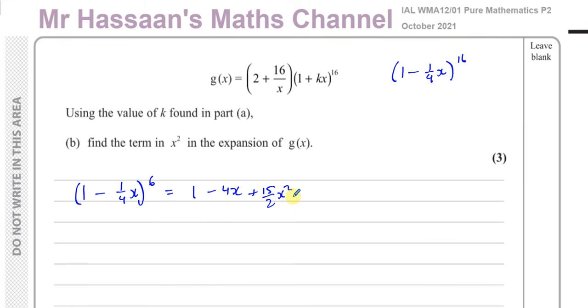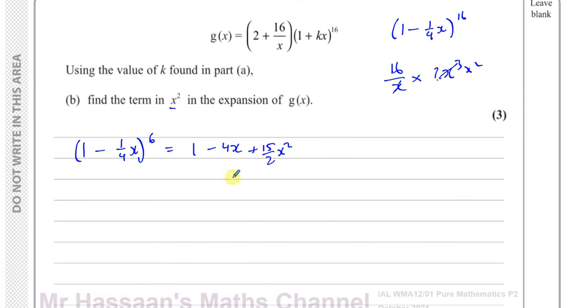Now, I'm going to multiply these terms by 2 and by 16 over x, and I need the term in x squared. So when I multiply the 2 by the 15 over 2x squared, I'll get an x squared term. If I multiply the 16 over x by something to get an x squared term, it has to be multiplied by something in x cubed. Then you'll end up with an x squared term. So I need to find what the x cubed term is in this expansion.